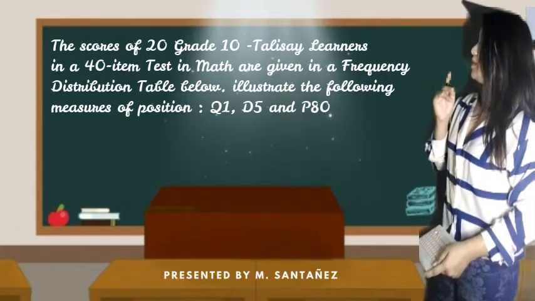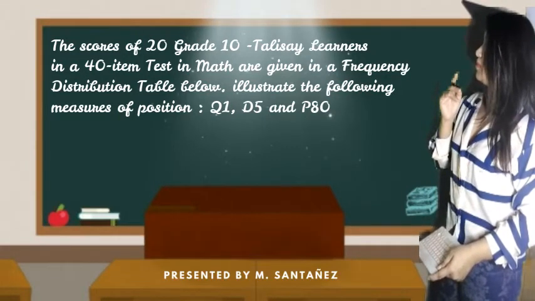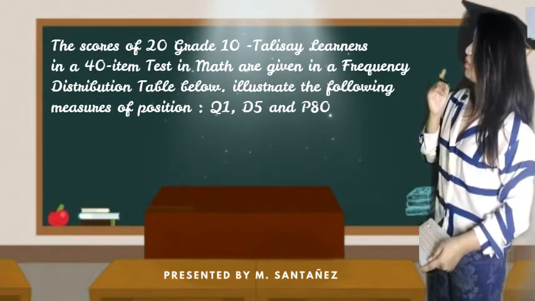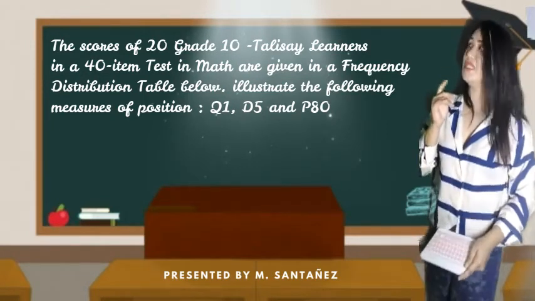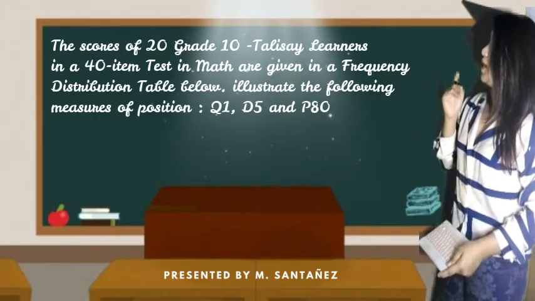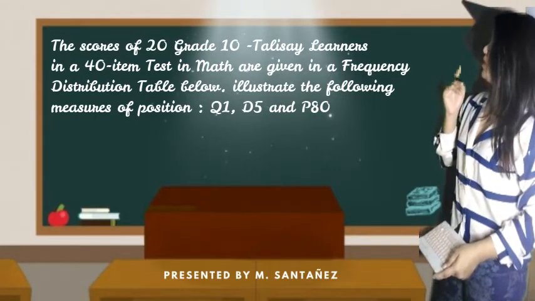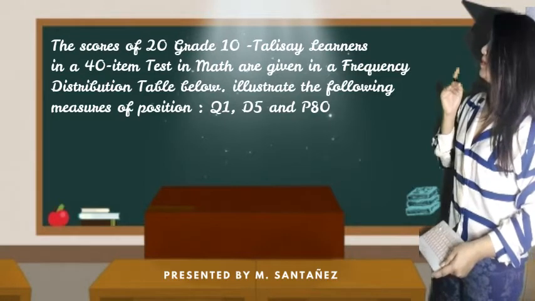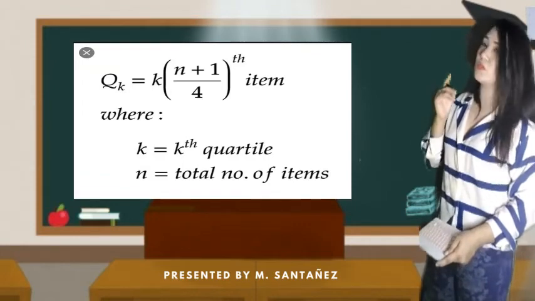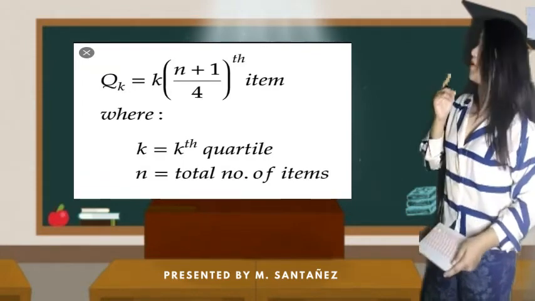So we got here the frequency table, same as the table that we used. Now we are to find or illustrate the following measures of position, starting with Q1. How do we illustrate this one? To illustrate Q1, the formula to find the Qk class is Qk equals kN over 4.